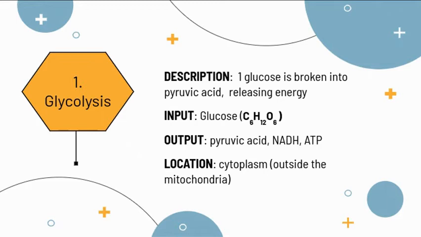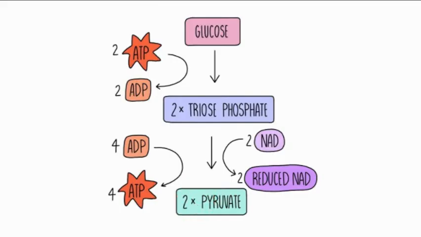So the first set of reactions in cellular respiration is known as glycolysis, which literally means sugar breaking. So during glycolysis, one molecule of glucose is broken down into pyruvic acid and releases a tiny amount of ATP, which is our form of energy. So once again, our input is going to be glucose, C6H12O6. Our output is going to be pyruvic acid, NADH, and ATP. And glycolysis occurs in the cytoplasm, which is right outside of the mitochondria. So let's deep dive into this stage.